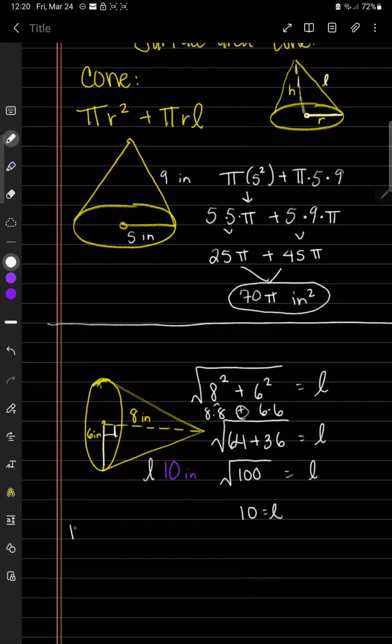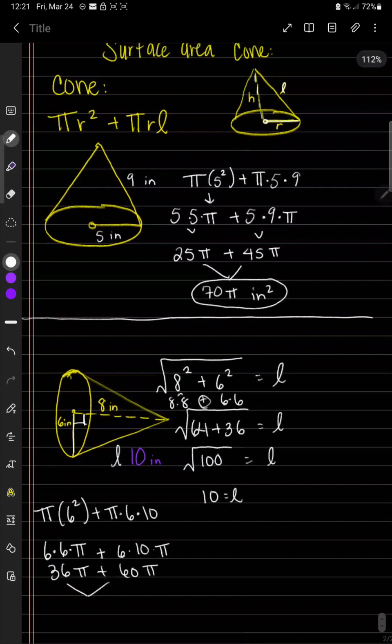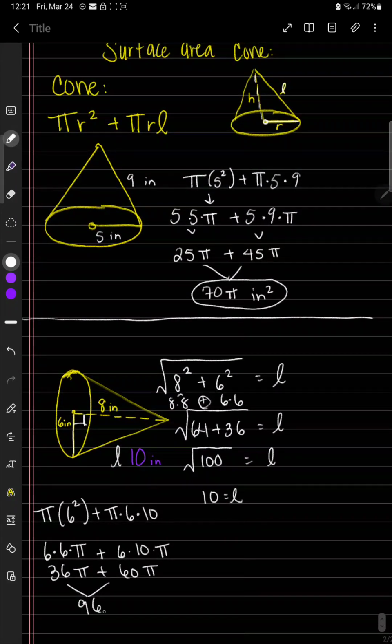So our formula is pi r squared, which is 6, plus pi times r times L. So this is 6 times 6 times pi plus 6 times 10 times pi, 36, 60. And then we add those. This is 96 pi inches squared.